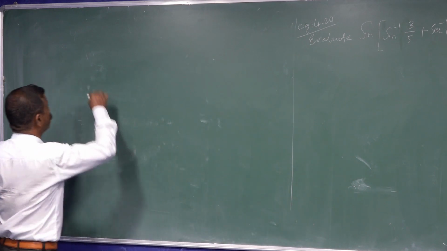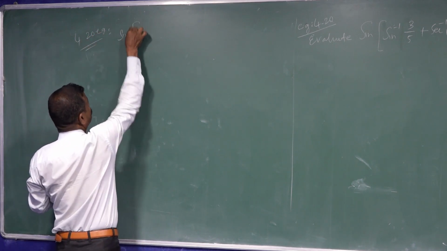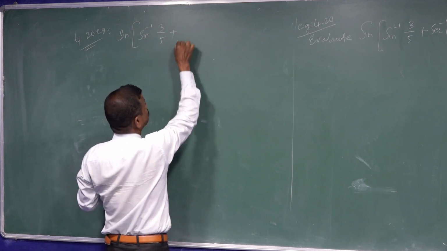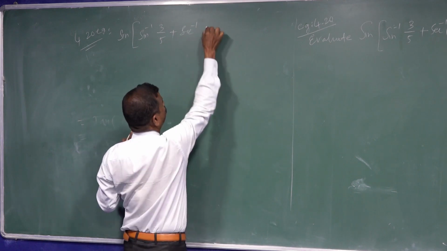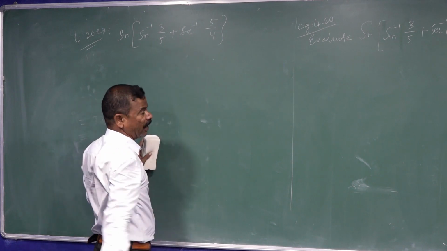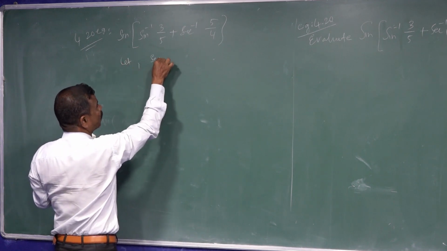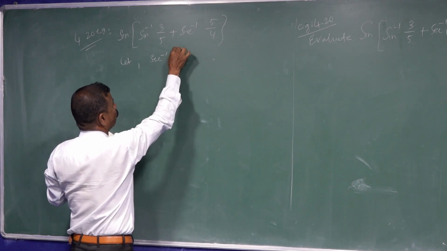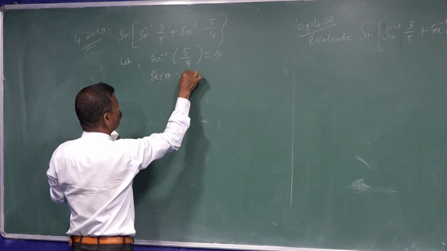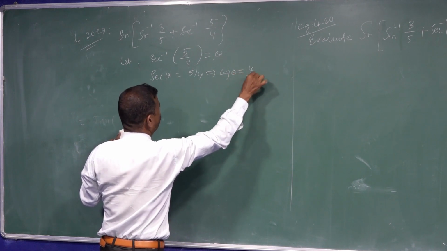Next, example 4.20. What is given? Sin of (sin inverse 3 by 5 plus sec inverse 5 by 4). So here sin and sec are different, that's why we convert to another. Let sec inverse 5 by 4 be equal to theta. Then sec theta is equal to 5 by 4, which implies cos theta is equal to 4 by 5.